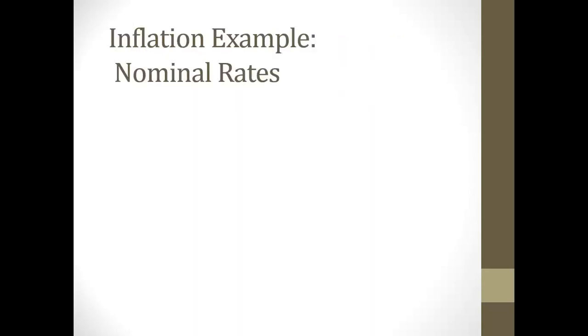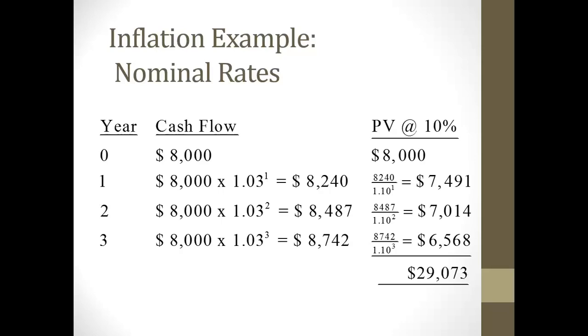Now here's an example. Suppose we use nominal cash flows. So for example, we have years 0, 1, 2, 3. Our cash flows are $8,000 every year. And we find out the present value at 10%. Now 10% is the nominal rate of interest, and 3% is the rate of inflation. Now suppose our cash flows are growing at the rate of inflation, which means that at time t equals 0, there is $8,000.